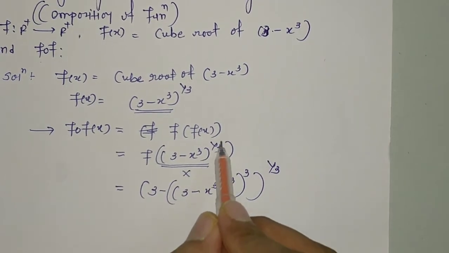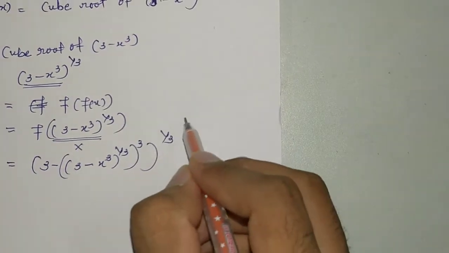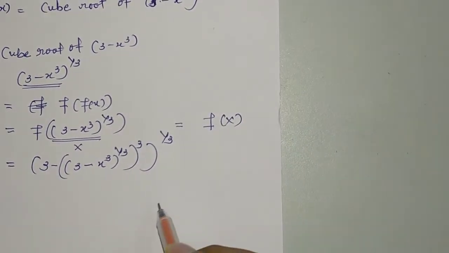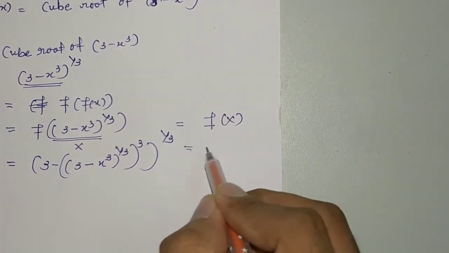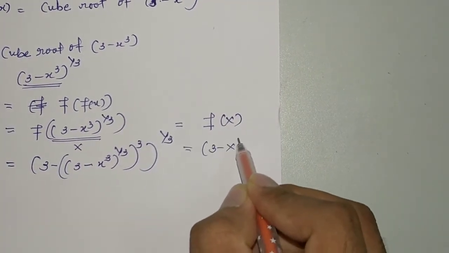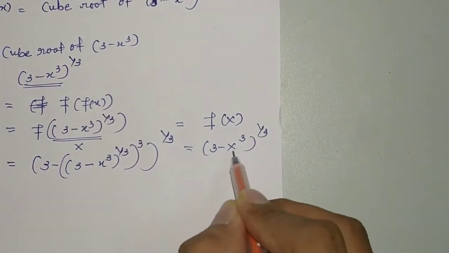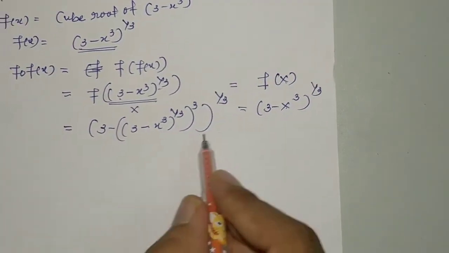Simply consider this as the whole X. Let me explain it this way. If you consider this as capital X, then in function f, wherever you find x, you have to put capital X. So it is (3 minus capital X cube) raised to 1/3. Now replace capital X by (3 minus x cube) raised to 1/3, and you will get this part.